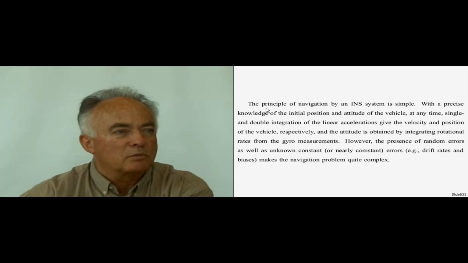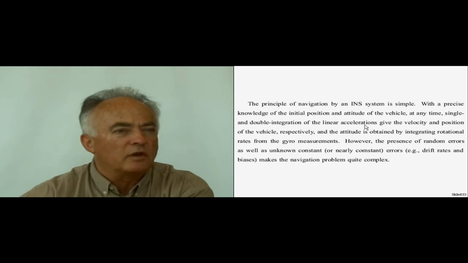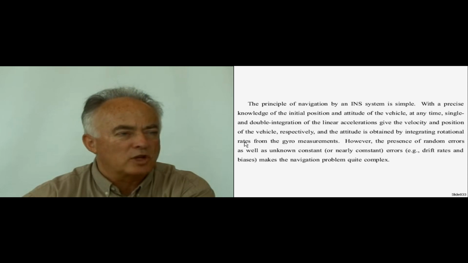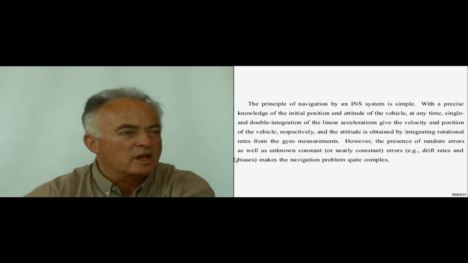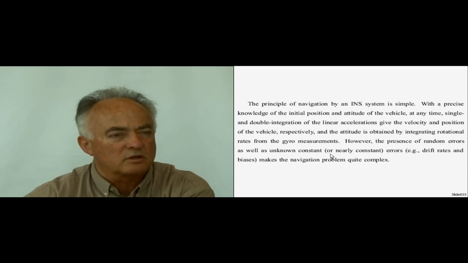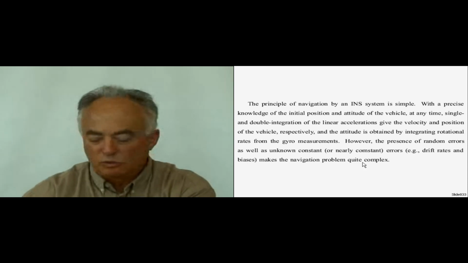The principle of navigation by an inertial navigation system is fairly simple. If we have a precise knowledge of the initial position and attitude of the vehicle at any time, single and double integration of the linear acceleration give the velocity and position of the vehicle, while the attitude is obtained by a single integration of the rotational rates from the gyro measurements. However, what we have obviously will be random errors as well as unknown constant or nearly constant errors. There are drift rates and biases, which obviously will make the navigation problem very much more complex.